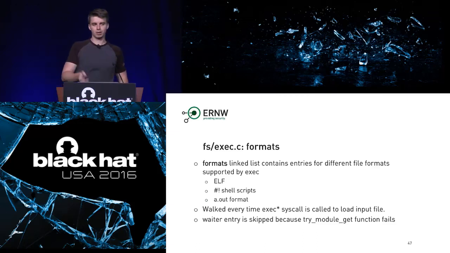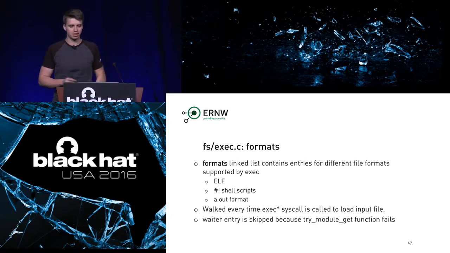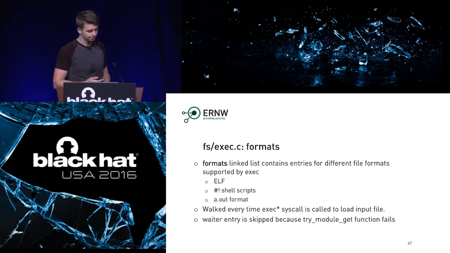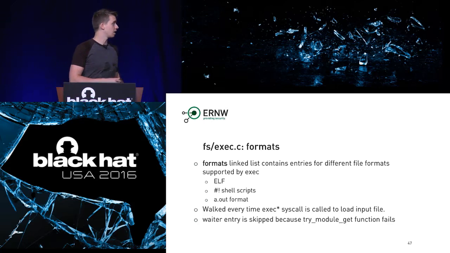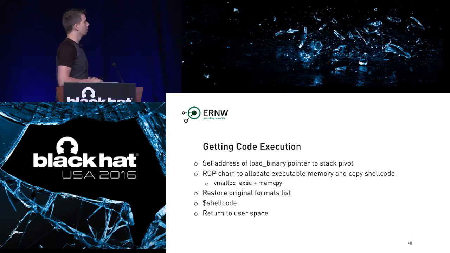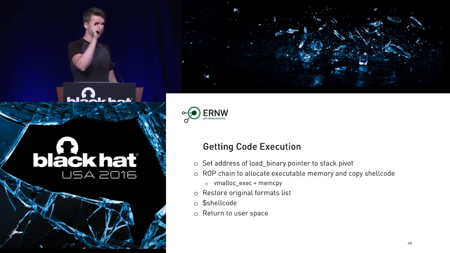The cool thing about this list is that it's walked every time an exec syscall is called to load such an input file. And our junk entry will be skipped because they call try_module_get on our junk entry, which just doesn't make any sense. So it will just skip over our waiter entry and then use our new data structure as input for this loading of formats. So when we have this, getting to code execution is then kind of easy. There's this load_binary pointer inside these formats entries.